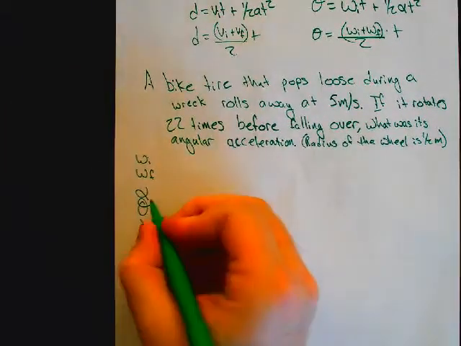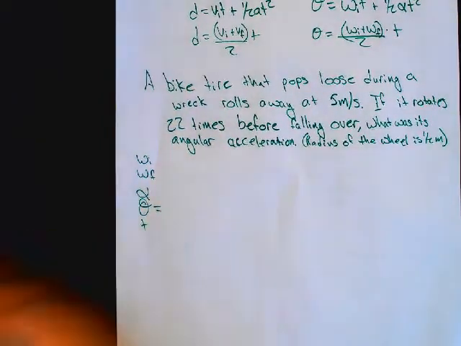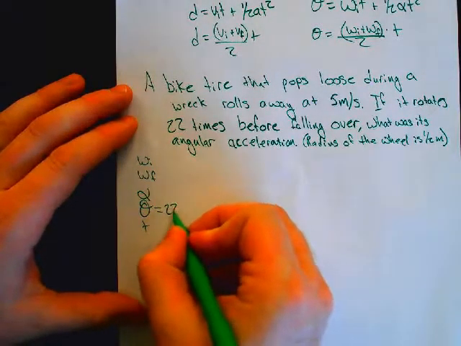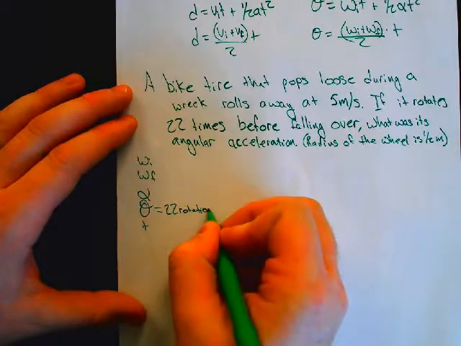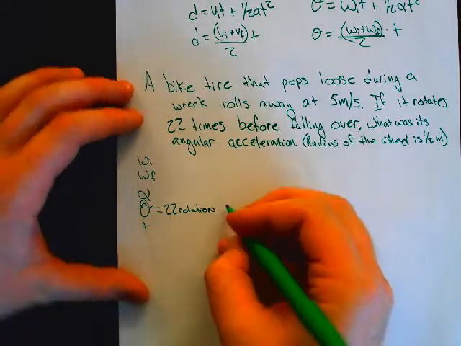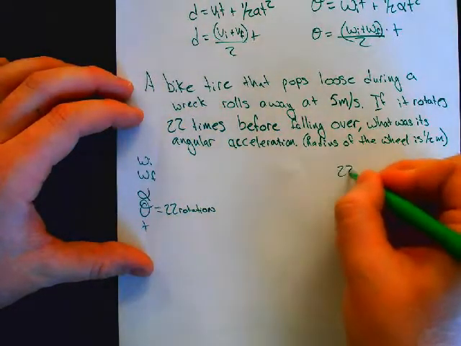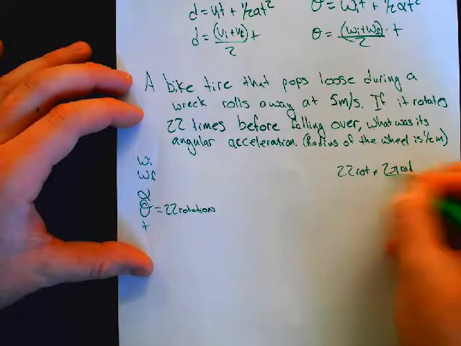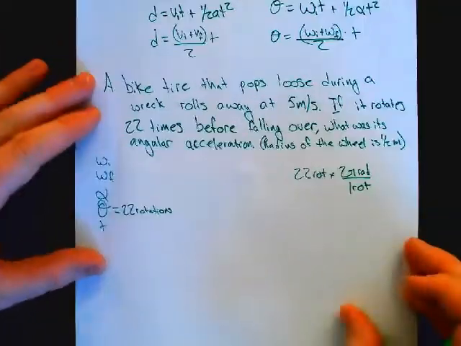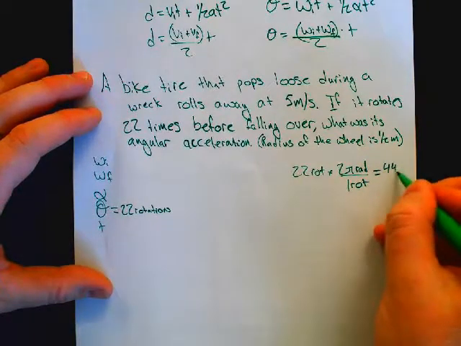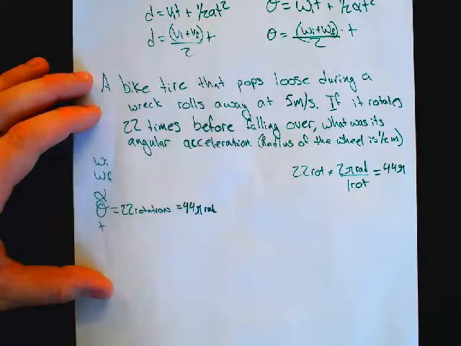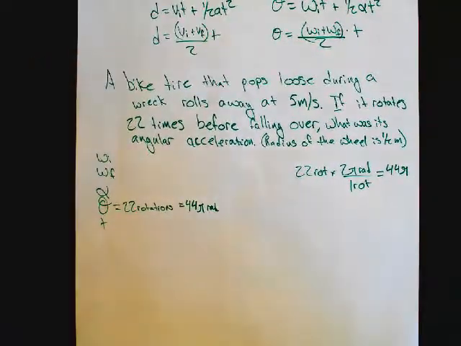I know theta. How much? So I'm going to go with 22 rotations. And a couple of people have already converted it by taking 22 rotations times 2 pi radians to 1 rotation to get 44 pi. 44 pi radians. Okay? What else do I know here?